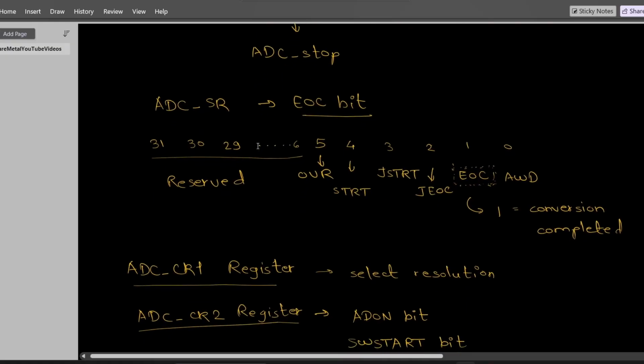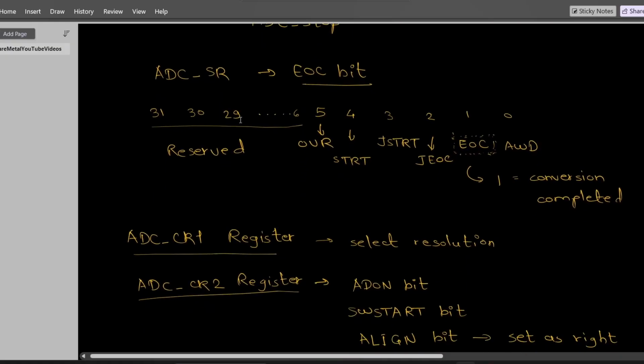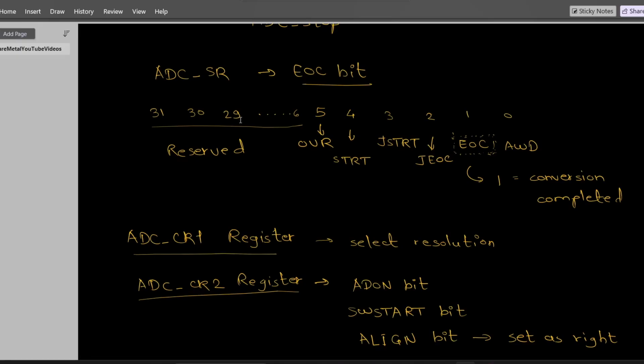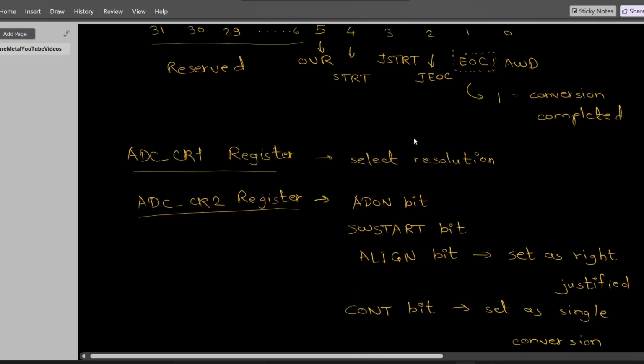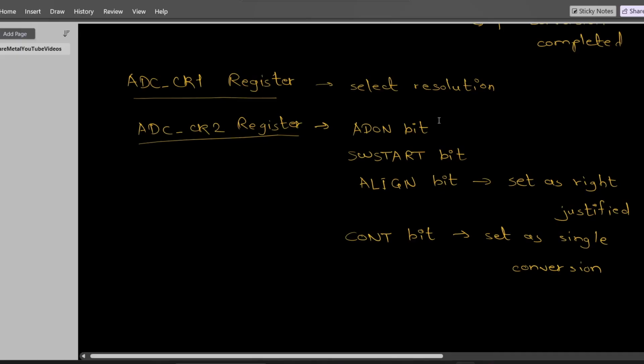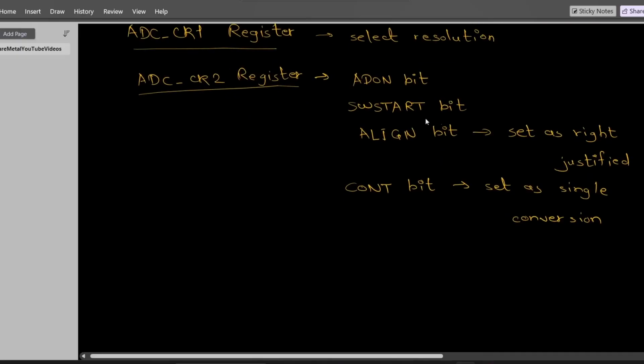These are the notes I have taken after reading the datasheet and user manual, and I am presenting them to you so that your effort will be reduced. You can obviously go into the datasheet and verify whether I am telling the truth. So these are the things: select the resolution, select the ADON bit, software start, align bit, configure bit, and everything.